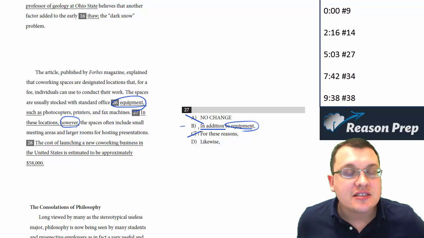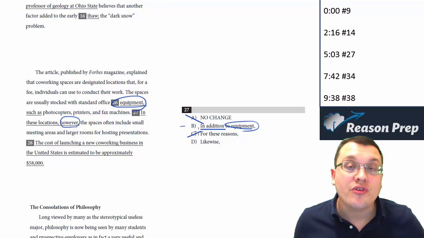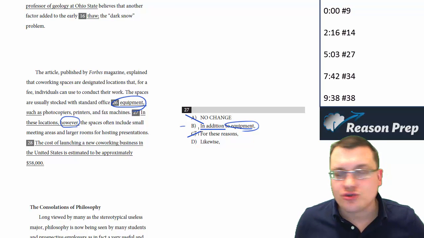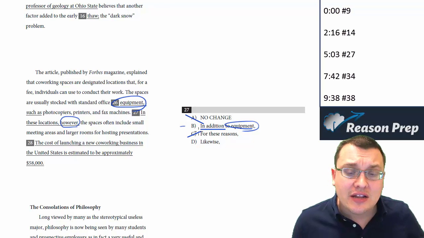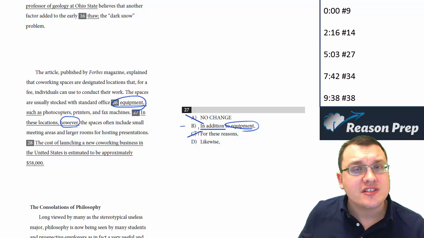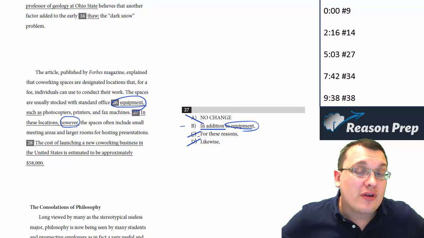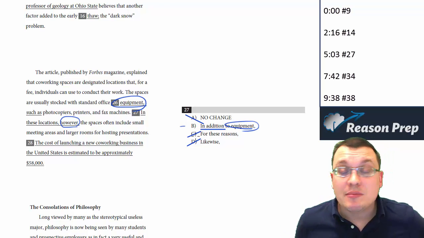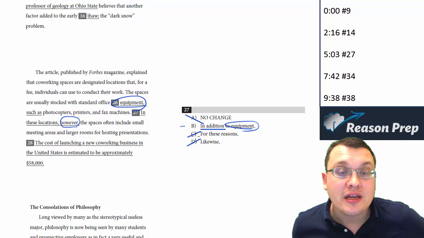For these reasons implies a kind of conclusion, right? For these reasons, we will do this, or this fact is true, or whatever. This is not a concluding sentence of any kind. There's no cause and effect here. So for that reason, we can get rid of C. Likewise is at least in the right direction because it's showing similarity, right? Likewise, these spaces often include small meeting areas.